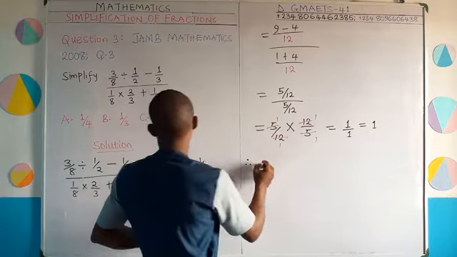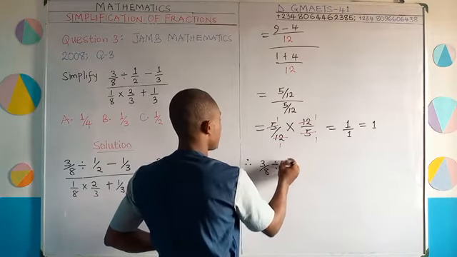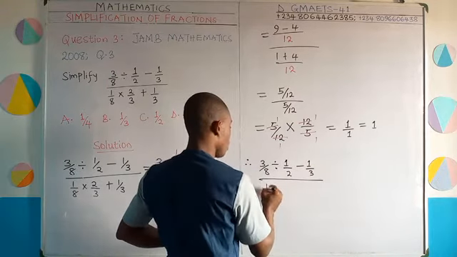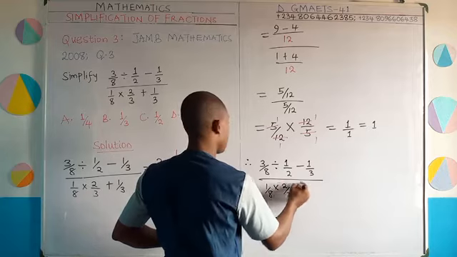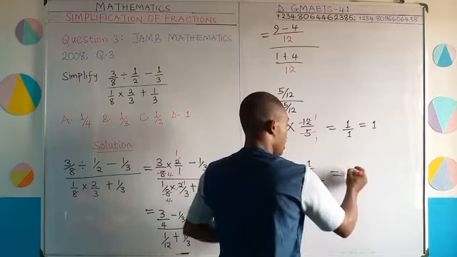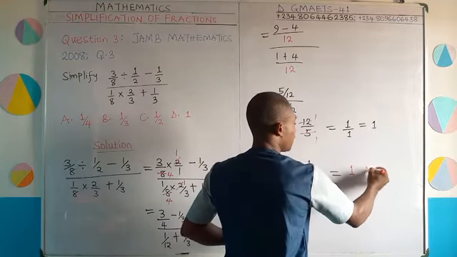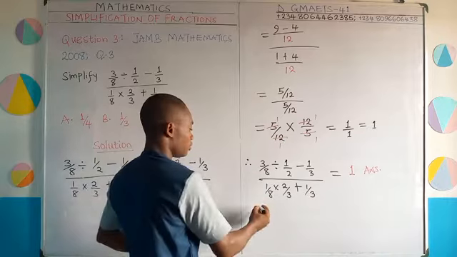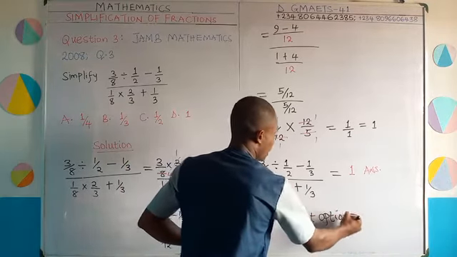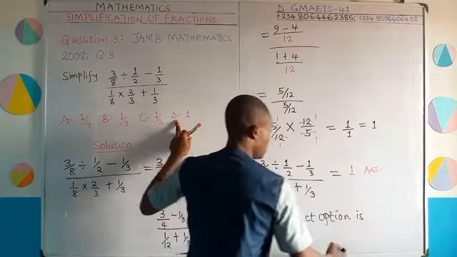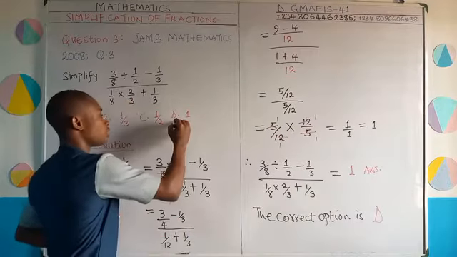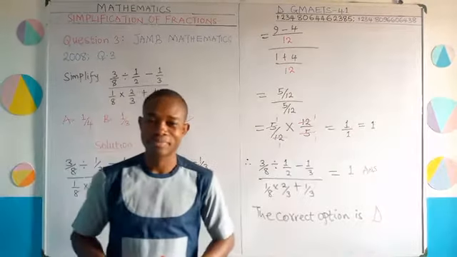Therefore, the question given to us, 3 over 8 divided by 1 over 2 minus 1 over 3, all over 1 over 8 times 2 over 3 plus 1 over 3, the result is equal to 1. The answer is 1. So what's the correct option? The correct option is, I hope you selected it, option D. And so I am going to come and tick option D to be correct.